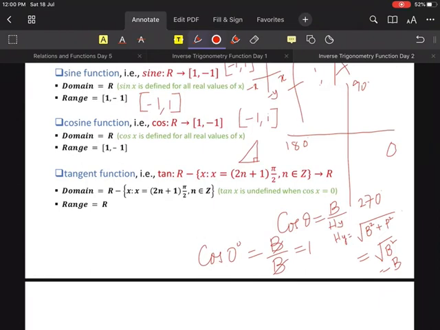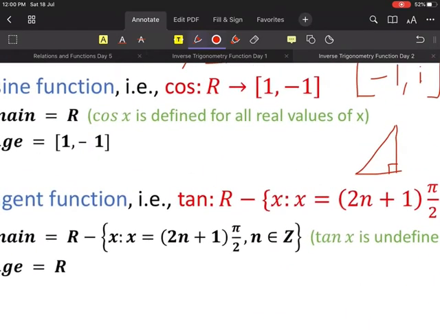Now you look at here. What was the maximum value? You see the maximum value of sine was 1 and the minimum value was -1, right? Same goes with cos also. The maximum value was 1 and -1. That's why the range is -1 to 1. Actually, I made a mistake. It's not from 1 to -1. It is -1 to 1.